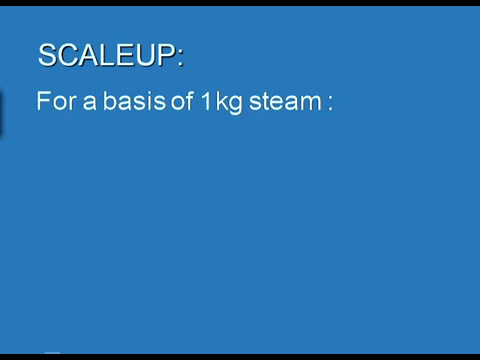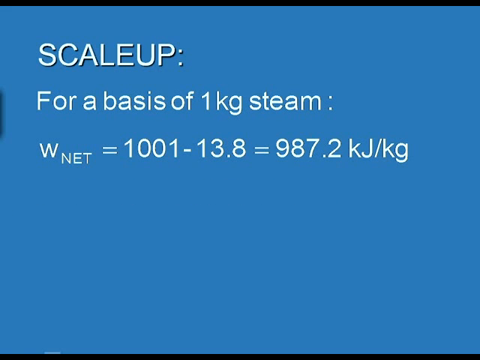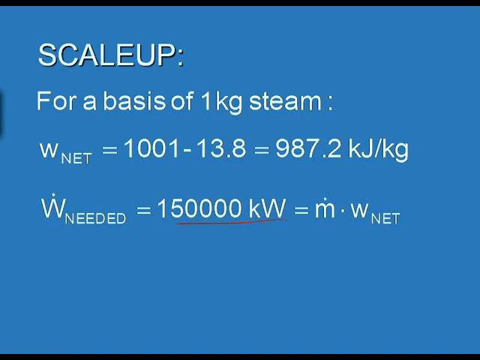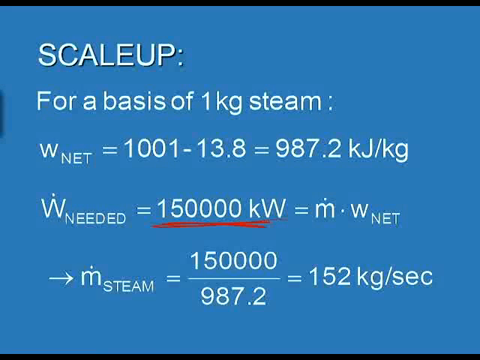So now let's look at scale up of this plant, and we took a basis of 1 kilogram steam and produced 987 kilojoules per kilogram out of it. We need a net power from this plant of 150 megawatts, or 150,000 kilowatts, so we need to calculate how much steam we need to feed through there. Well, the work per time is the work per mass times the mass per time, m dot. Solve for m dot, it's 152 kilograms per second. That's a lot of steam, but this is a fairly good sized plant.